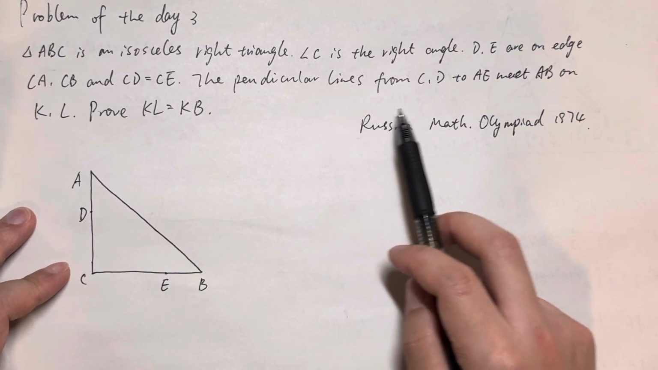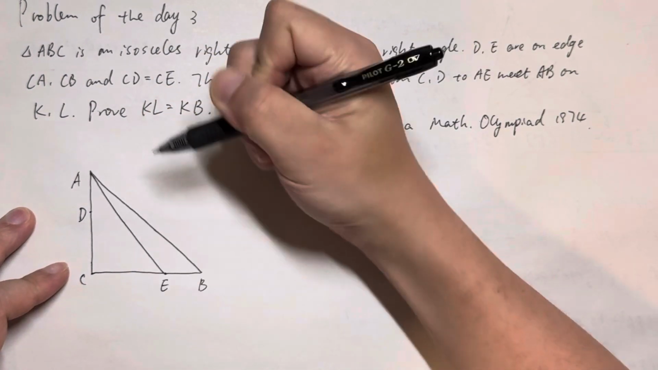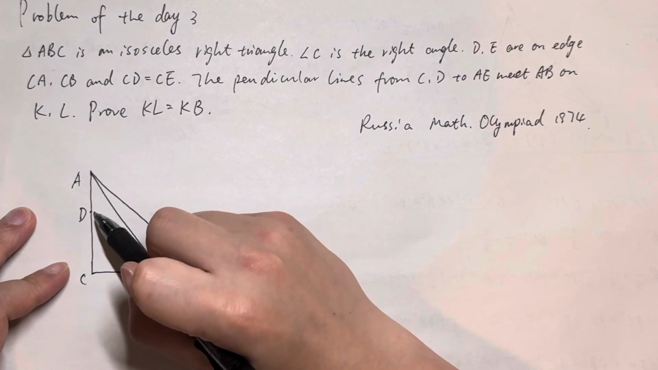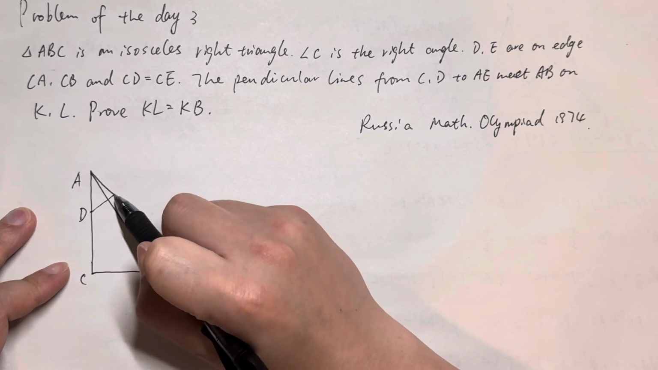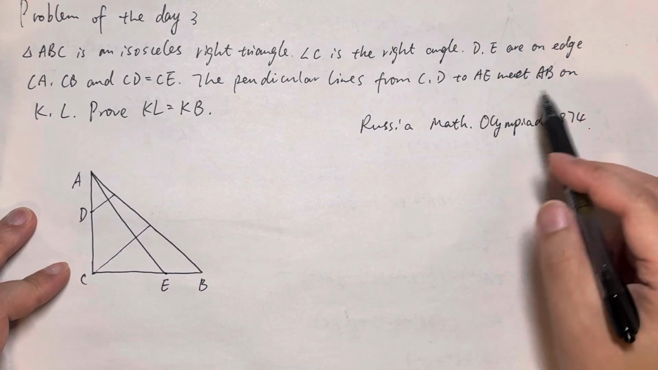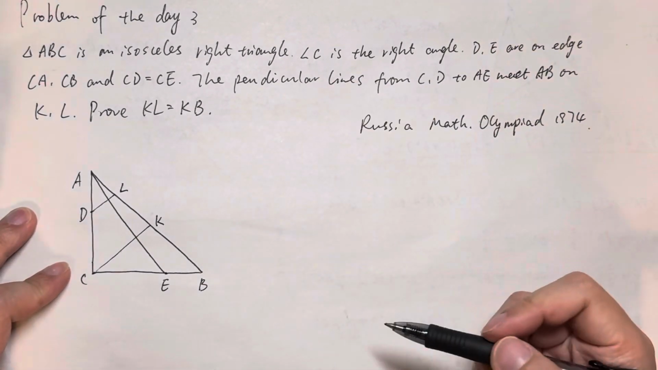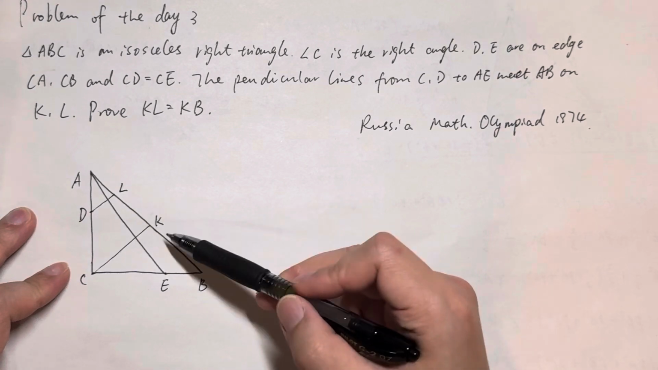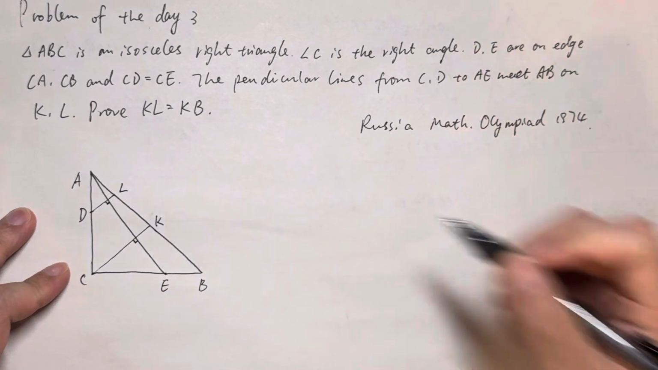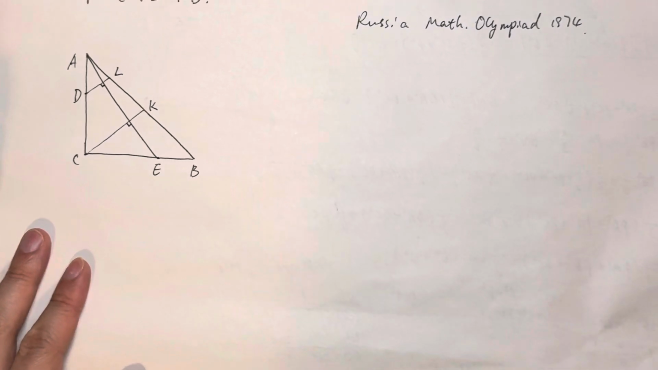The perpendicular lines from C and D to AE. So we draw perpendicular lines from points C and D to AE, meeting AB at K and L. Prove that KL equals KB. So we know this is 90 degrees, this is 90 degrees. Right, okay. So let's just review what we have from the problem set.